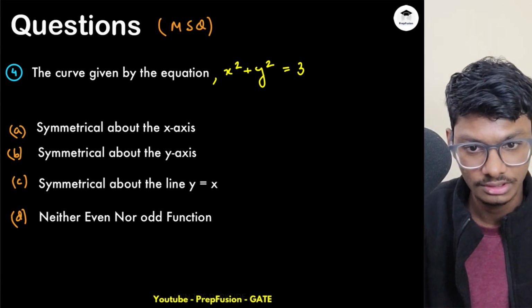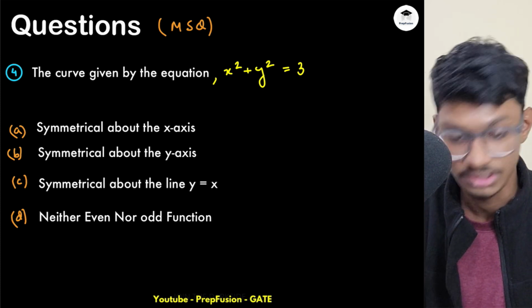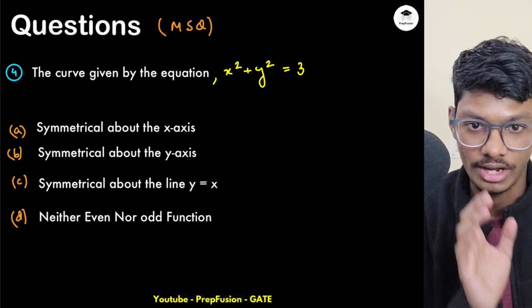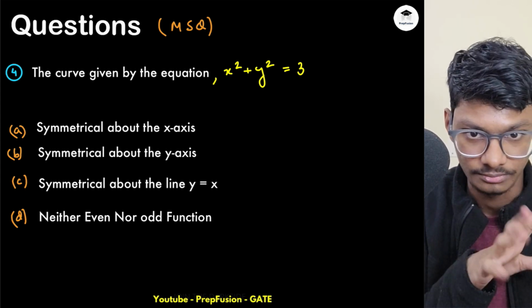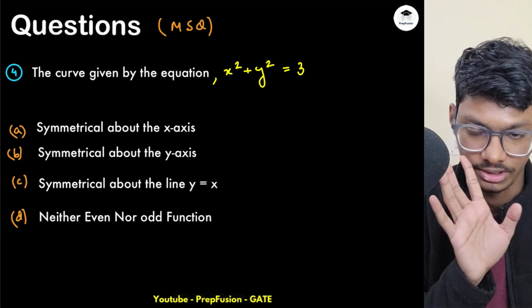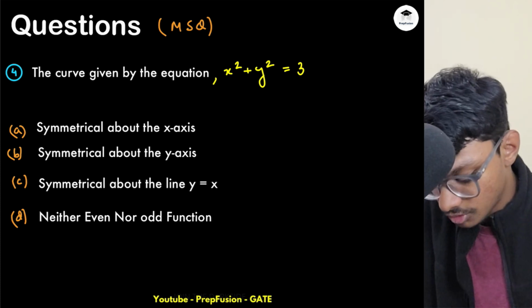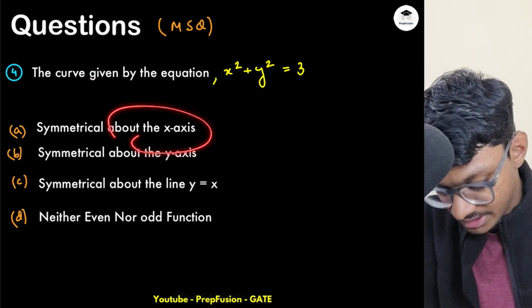Because this is the equation of a circle. Equation, fine, but this is not a function, because for this equation to be a function, it has to have many to one mapping, but one to many can't happen. A single value of x cannot give multiple outputs. It can only give a single output. Okay, so the curve by this equation is symmetrical about the x-axis.